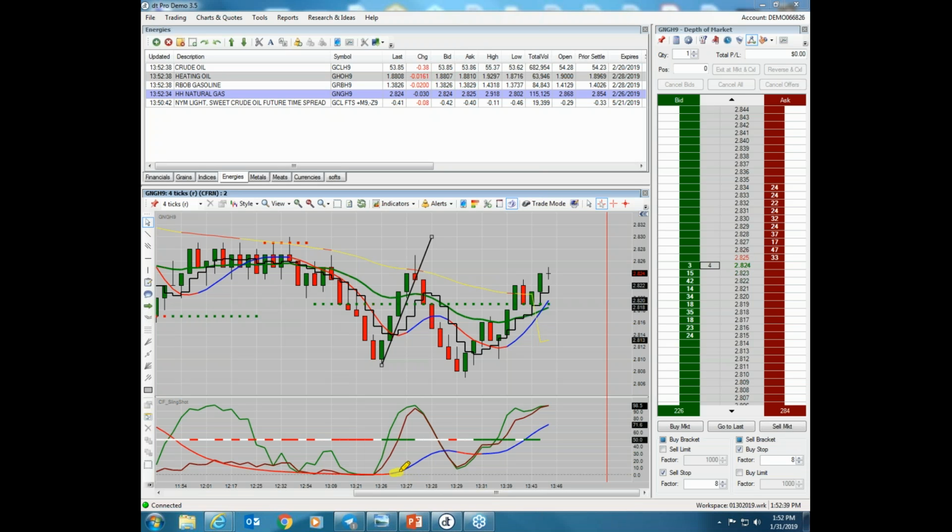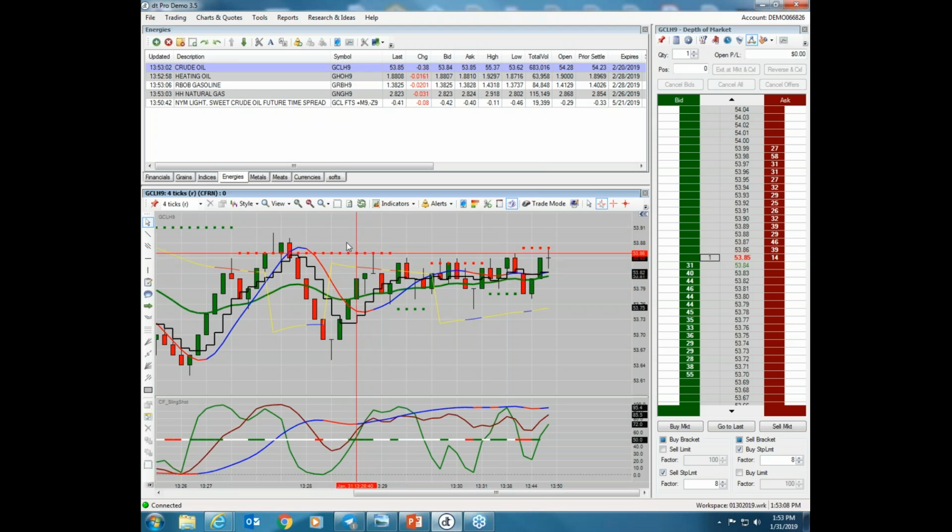Not only that, if this thing starts pitching at a 45 degree angle, as it's doing right here, that is the second disqualifier. We don't take any trades. Okay, so the first disqualifier: the market's trading sideways. An easy one to pick out right now was crude oil, right? This is messy. Disqualifier number one, do not take action.